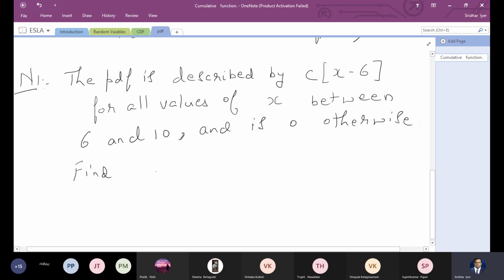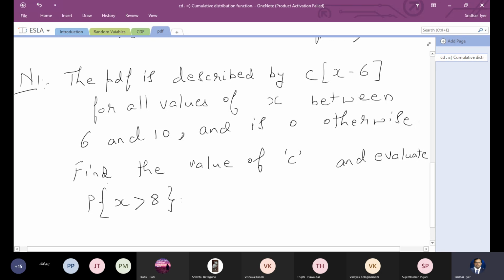find the value of c and evaluate the probability of x greater than 8. Okay.